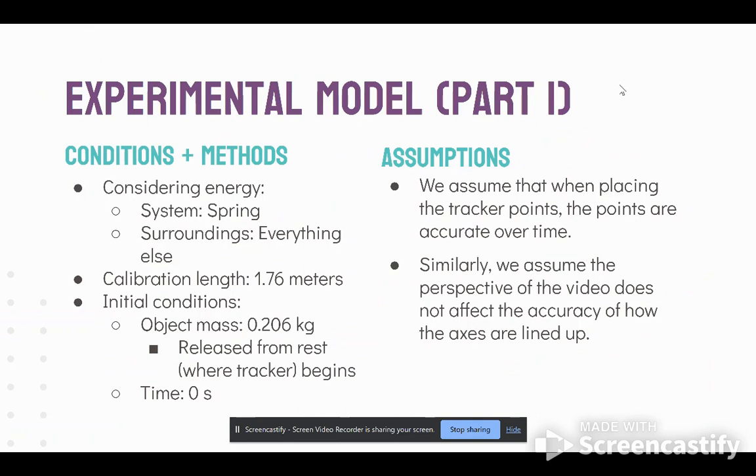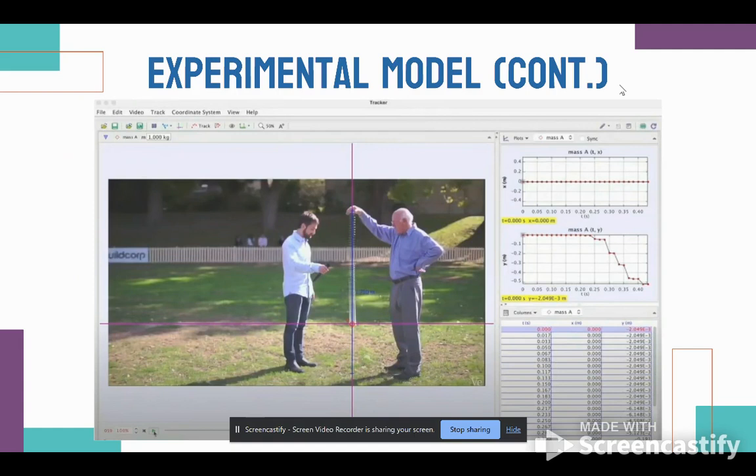In the experimental model, we assume that in placing the Tracker points, they're accurate per delta t. We also assume that the perspective of the video doesn't affect the accuracy of how the axes are lined up, since there's only the x and y axis. So here you can see how the video was analyzed in Tracker. I had the positive x-axis pointing to the right and the positive y-axis pointing upwards. I also made the origin the bottom of the Slinky.